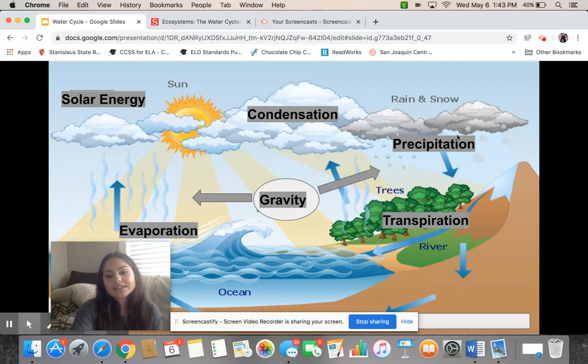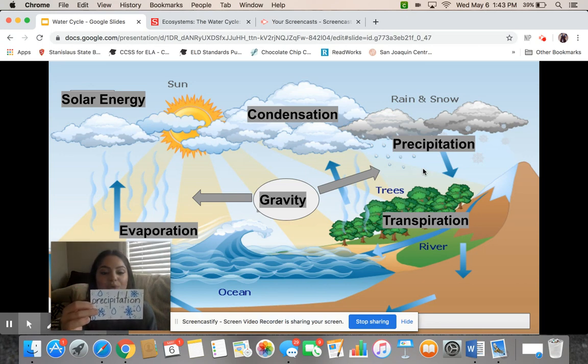So after condensation, we jump over to precipitation, and that is our snow or our rain, the release of water from the sky. So after this condensation becomes too heavy or too loaded, it must release that water, and it comes down, as we stated, in a liquid or a solid, so snow, rain, or hail.